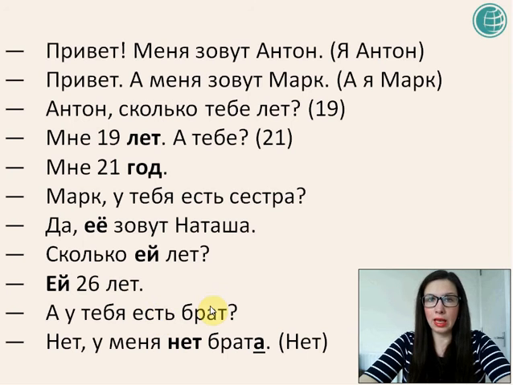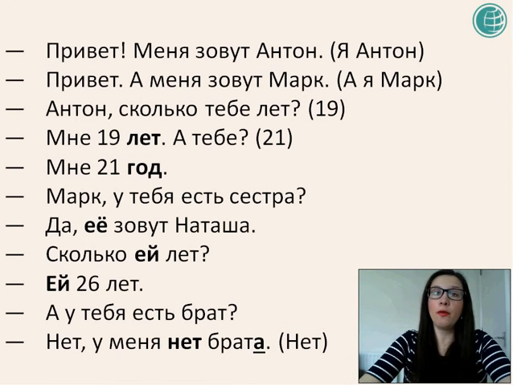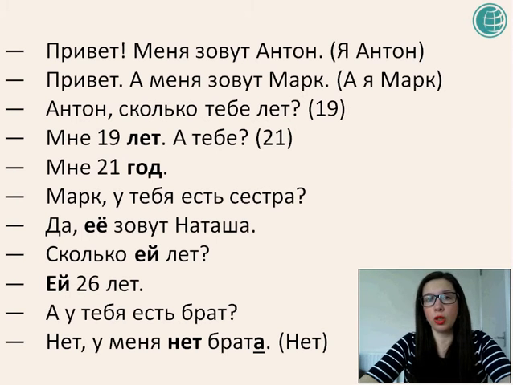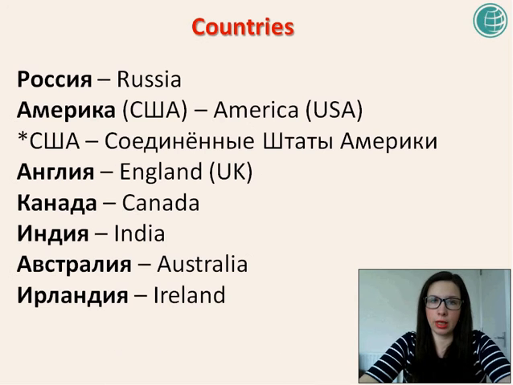А у тебя есть брат? And do you have a brother? Нет, no. We have finished talking about your age, and now you can ask anyone about their age, and I will give you more information where you can do more exercises about this topic. And now let's start talking about countries. I gave you a few countries. I selected mostly English-speaking countries, and let's just learn how to pronounce the names of these countries.